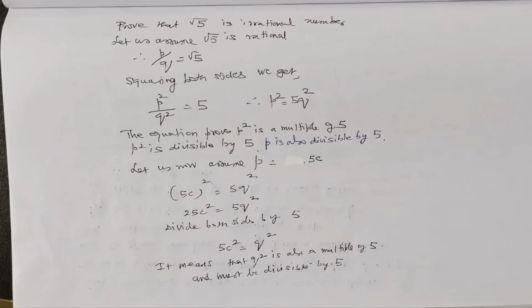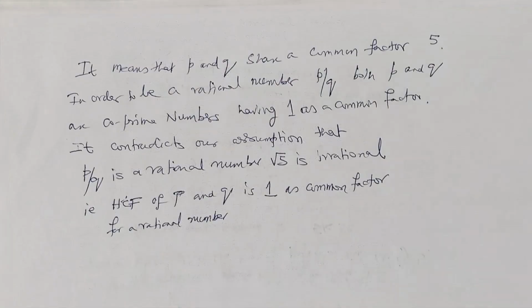Divide both sides by 5. Then you get 5c squared = q squared. It means that q squared is also a multiple of 5 and must be divisible by 5. So it means that p and q share a common factor 5 other than 1. In order to be a rational number, p and q must be co-prime numbers having 1 as a common factor. It contradicts our assumption that root 5 is a rational number, and therefore root 5 is irrational.